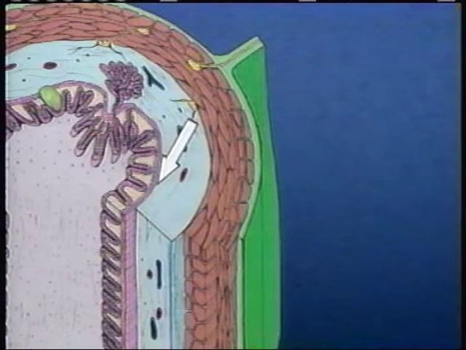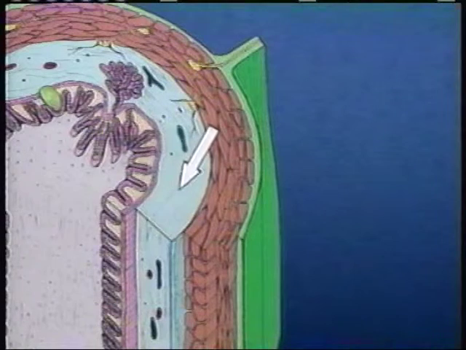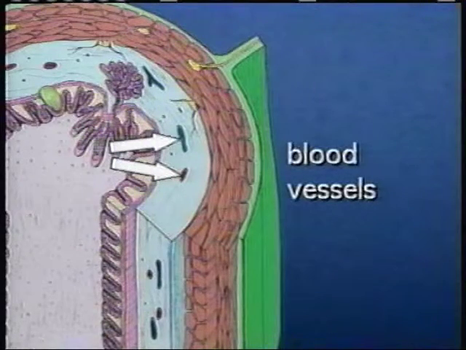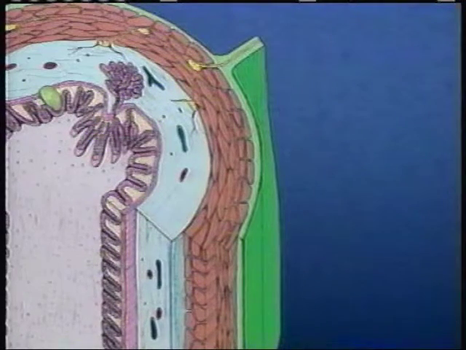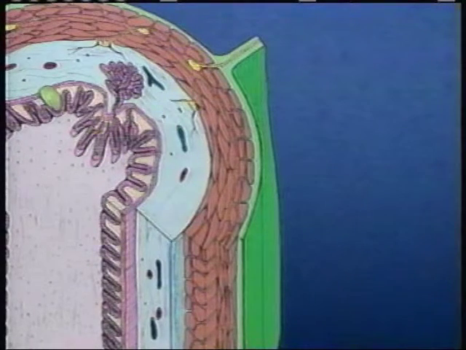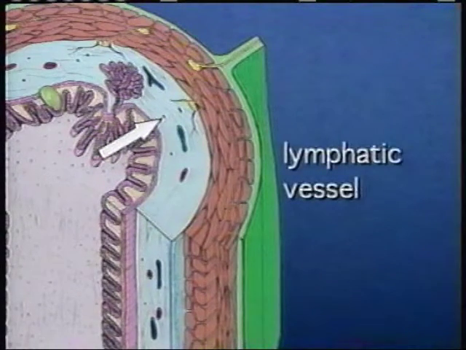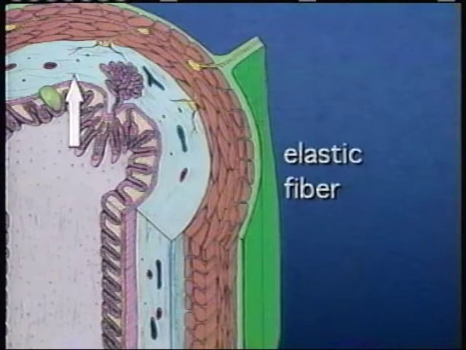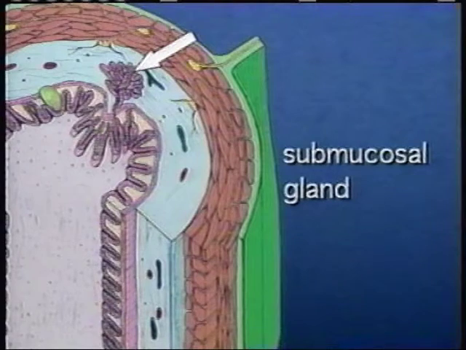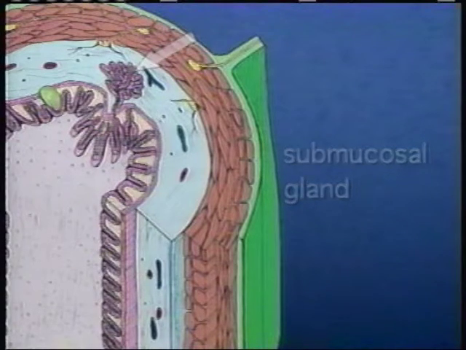The submucosa, a layer of dense connective tissue, lies external to the mucosal layer of the GI tract. It is composed of blood vessels, the submucosal plexus, which is a part of the enteric nervous system, lymphatic vessels and nodules, and elastic fibers. It is also the site of submucosal glands, which secrete substances that are transported through the mucosal layer and deposited into the lumen during digestion.